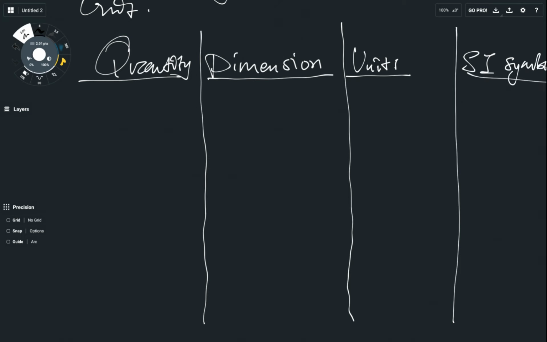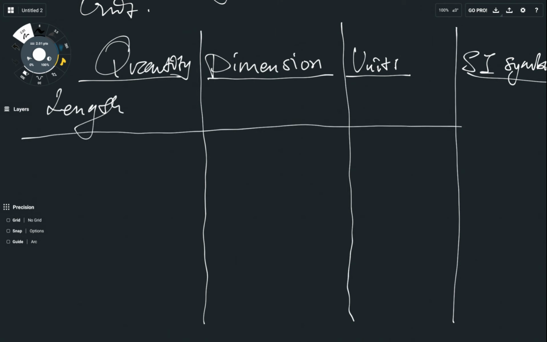Alright, so to start with, let's talk about the first basic quantity, which is length. Length is literally defined to be the measurement of something from one end to another. Everybody knows what length is. If you go to the tailor or the seamstress to mend a cloth, they will always take measurements, and those measurements will be taken from one end to the other.